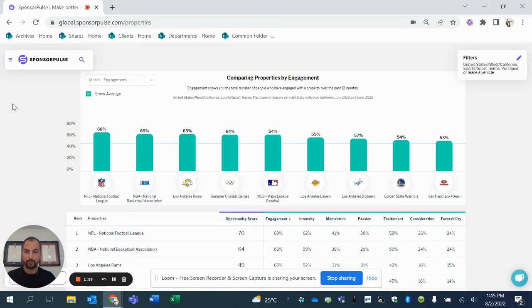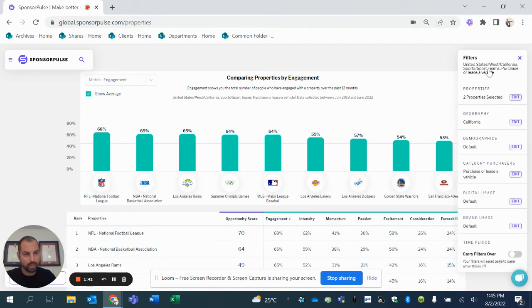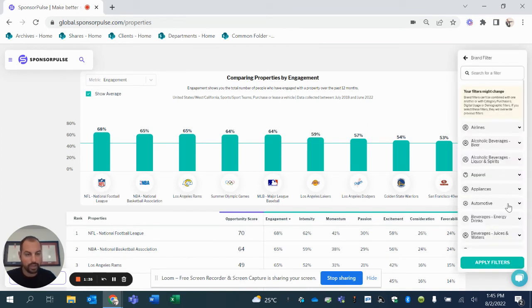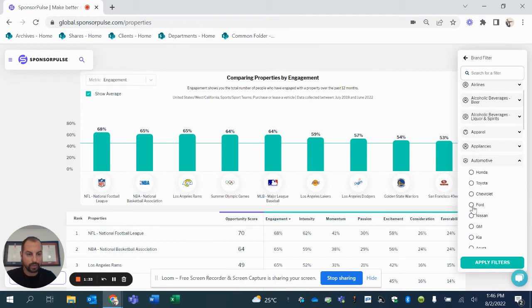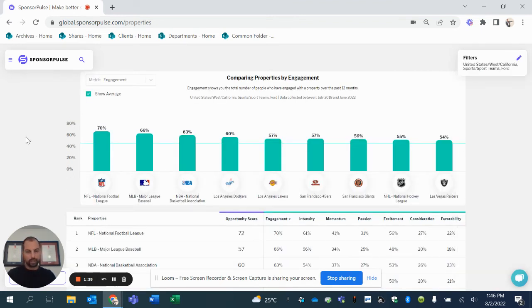Now, we don't only have to stay at the category of purchase or lease a new vehicle. You can also look at specific Ford customers. So what we'll do is use the filters tab, and instead of going under category purchasers, we're going to go specifically by brand usage, automotive, and we'll select on Ford. And same thing, we're looking at the strongest areas of opportunity in California amongst Ford customers. And we'll also select consideration.